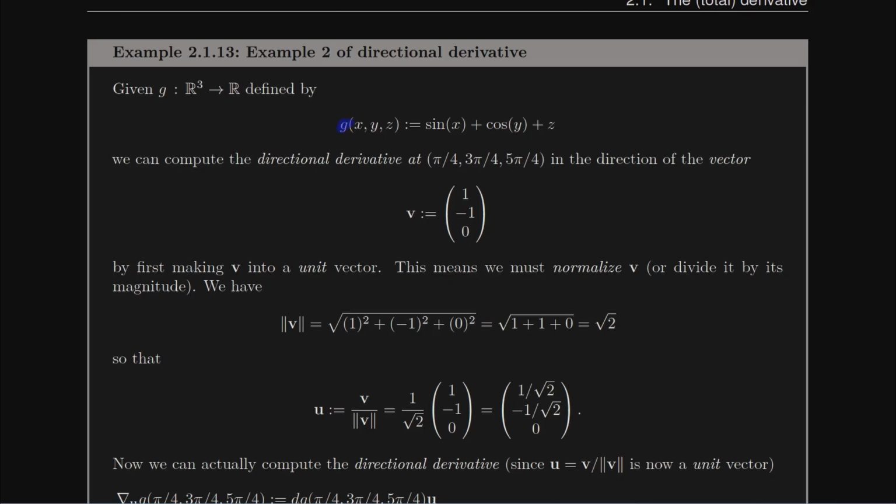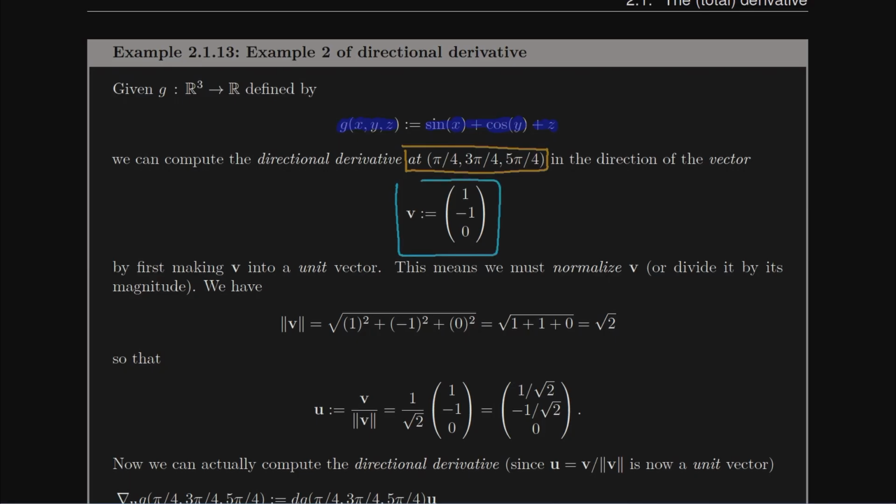And in this case, I've given myself the function g of x, y, and z is the sine of x plus the cosine of y plus z. And I would like to find the directional derivative if I'm standing at the point pi over 4, 3 pi over 4, 5 pi over 4. And not only do I have to stand somewhere, but I also have to walk somewhere. And which direction am I walking in? I'm walking in the direction of 1, negative 1, 0.